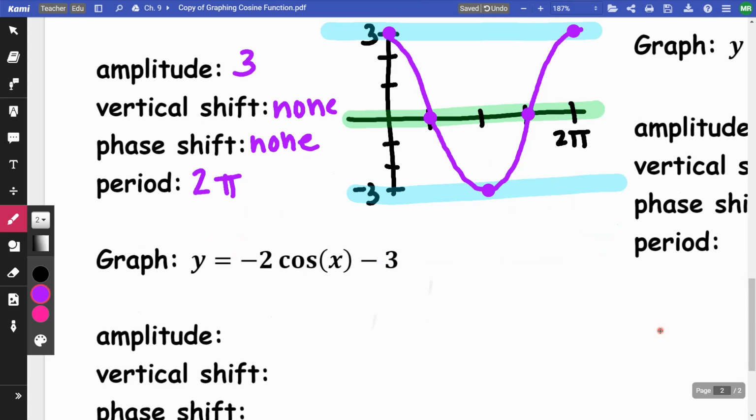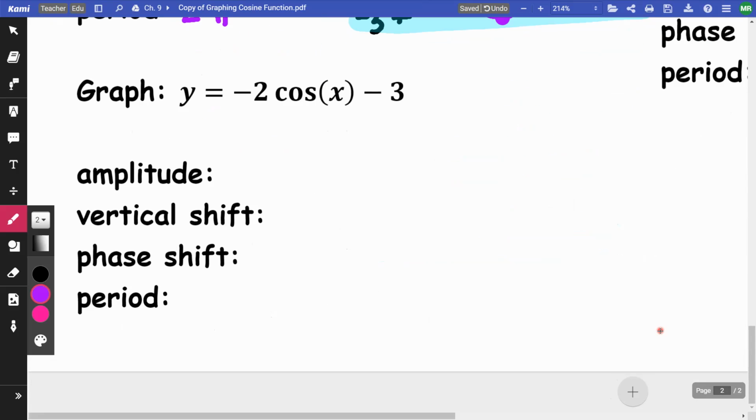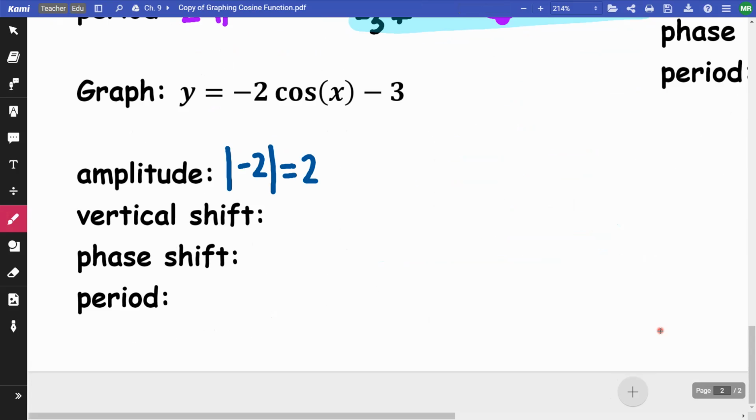On the next one, y is equal to negative cosine of x minus 3. So on this one, my amplitude is 2. It's always the absolute value of that. So it's going to be 2. My vertical shift is that negative 3. So I'm going to go down 3. My phase shift, none, because nothing's happening to my x. And my period is still 2 pi because I don't have anything in front of this. Okay.